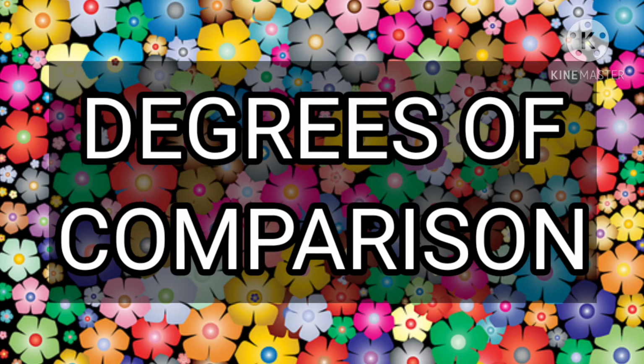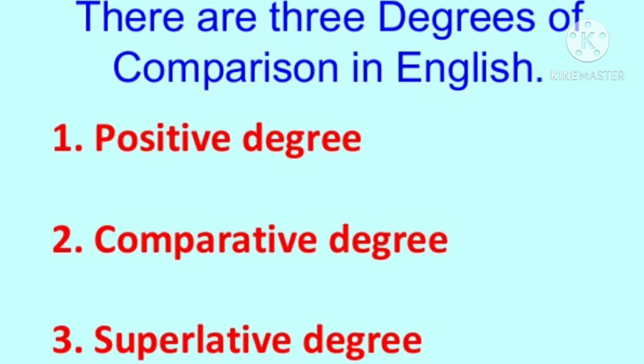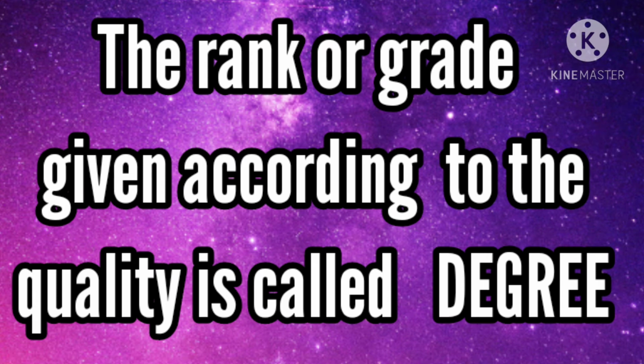And as we all know, the basic form of an adjective is called the positive degree. It is used to describe something or to compare similar qualities, isn't it? In this segment it is divided into three categories: positive degree, comparative degree, and superlative degree. Here, degree means the rank or grade given according to the quality. That is called degree here.